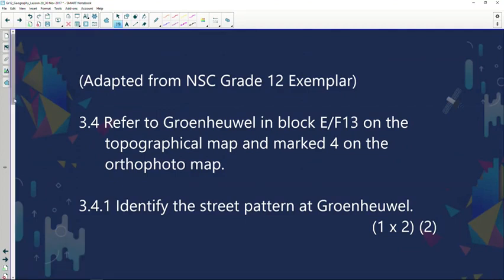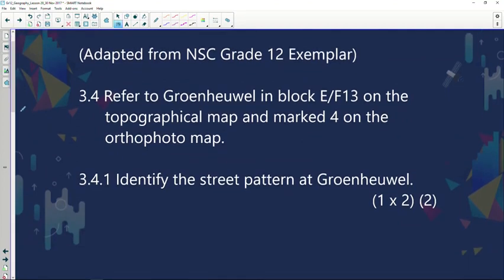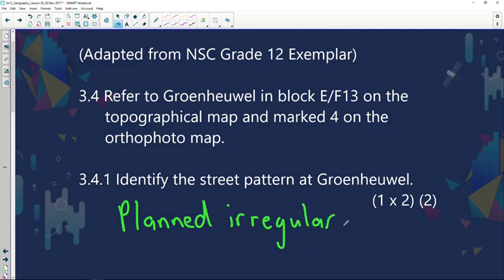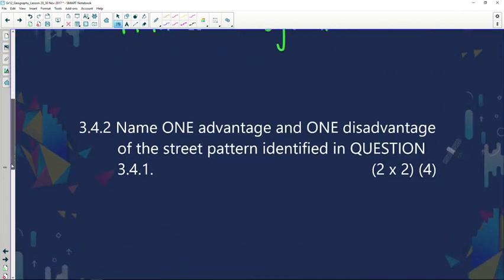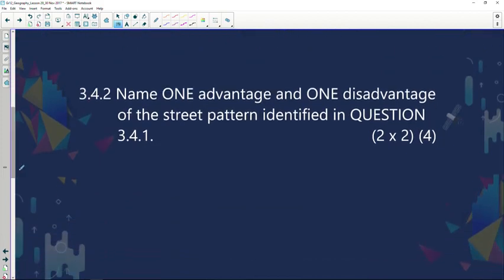Identify the street pattern of Groenheuwel. That's definitely planned irregular. Okay. Now name one advantage and one disadvantage of a street pattern. Now when you identify your street patterns, know your advantages and disadvantages. So let's go and look at the advantage first.